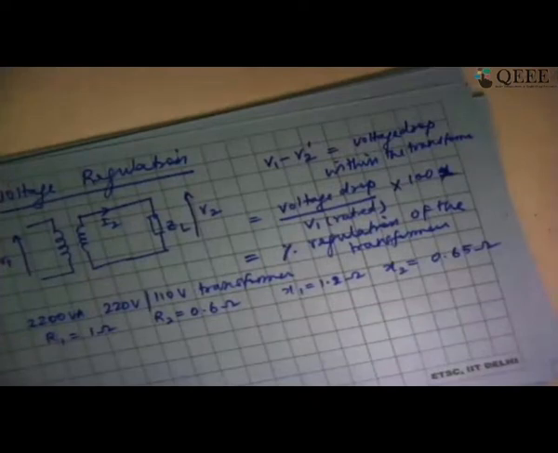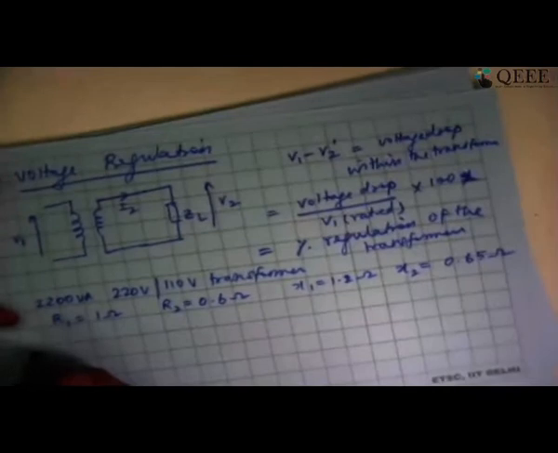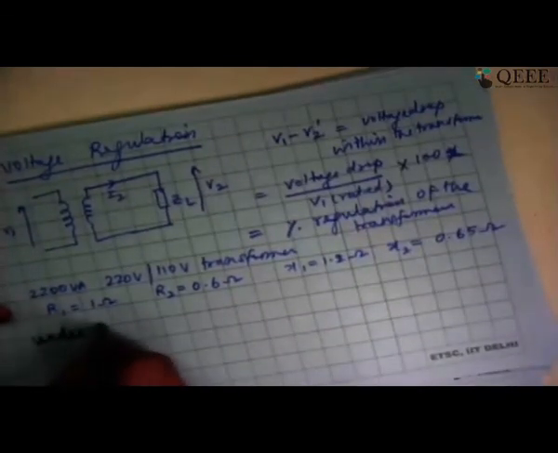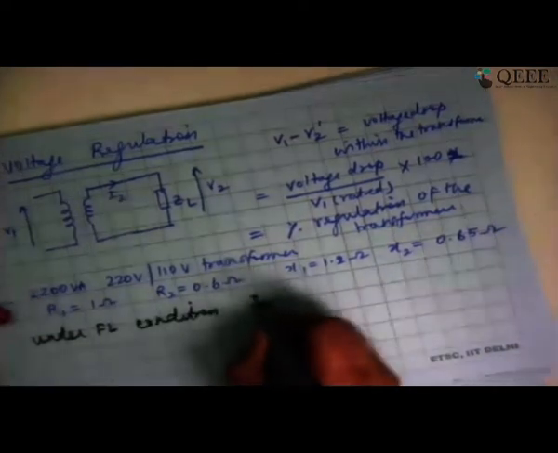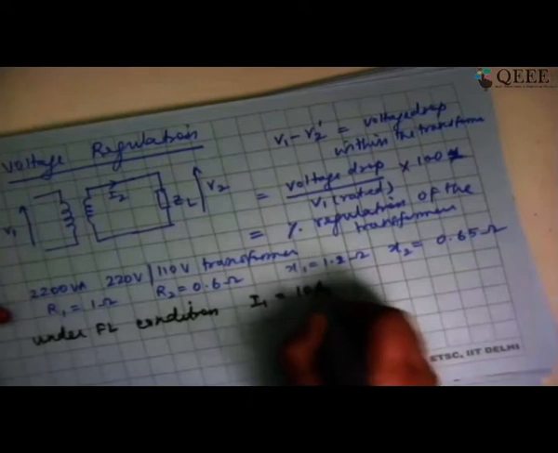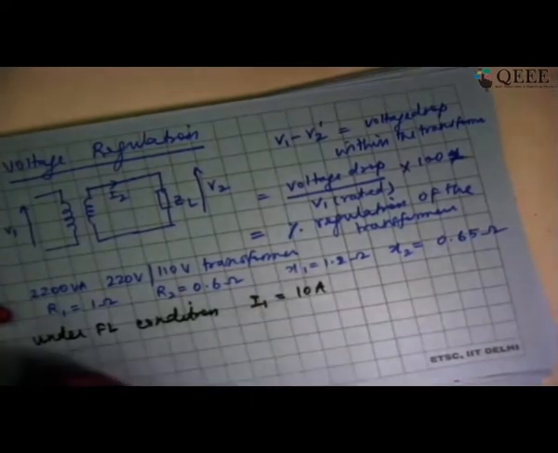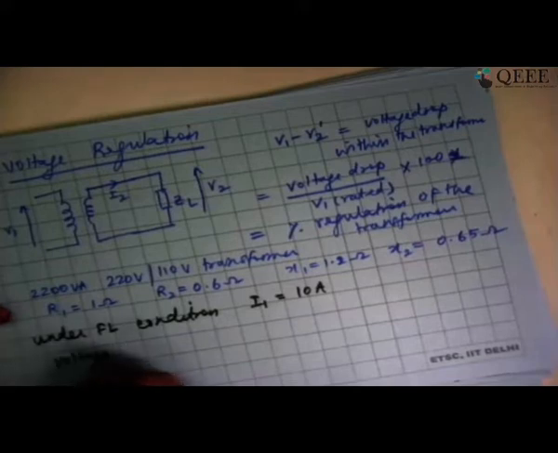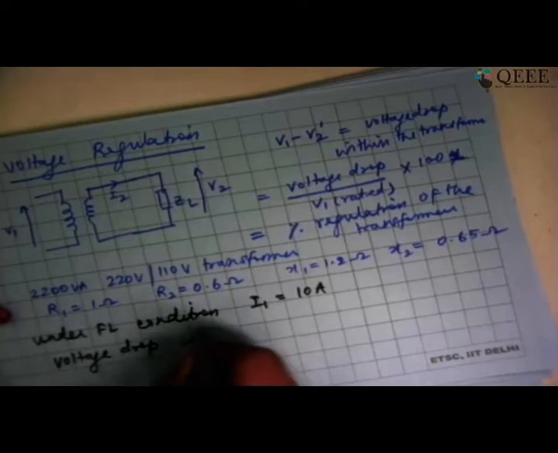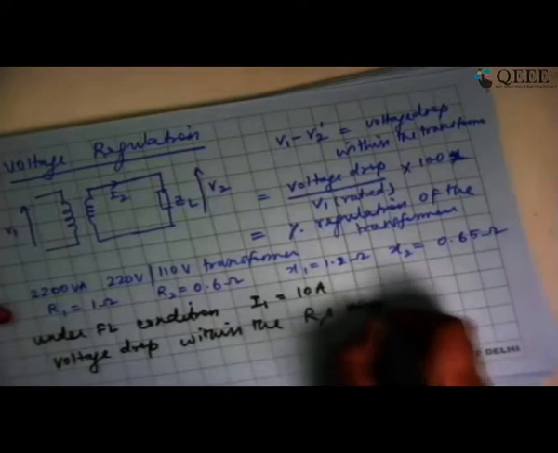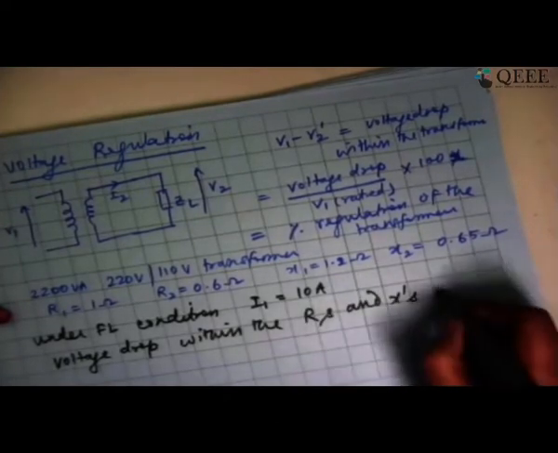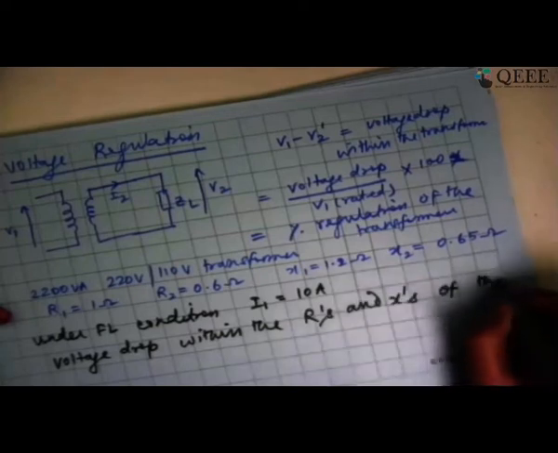Now, I have to calculate what is the voltage drop that is taking place under full load condition. So, under full load condition, current I1 is equal to 10 ampere. So, I have to say the voltage drop within the resistances and leakage reactances of the transformer.